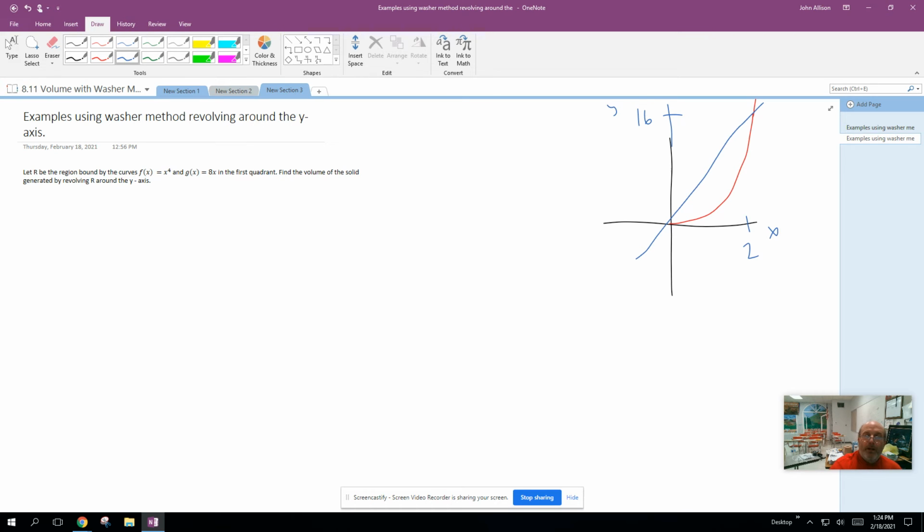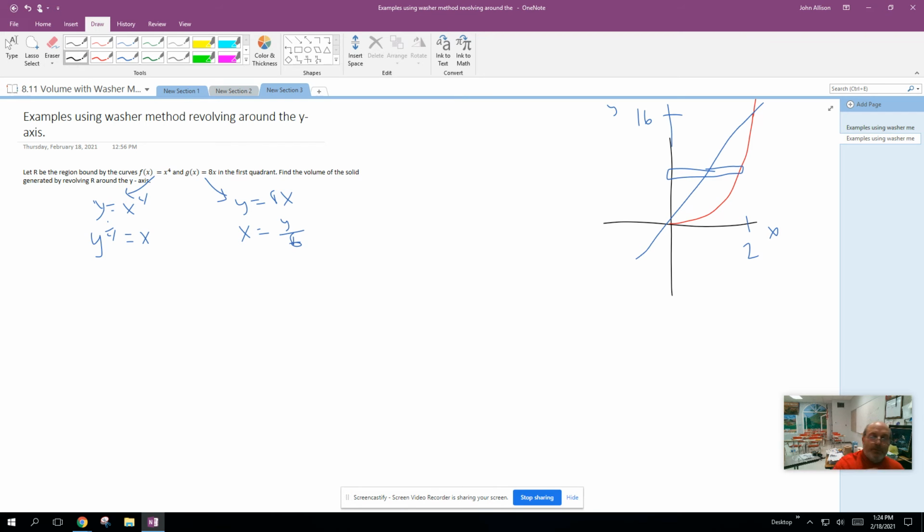Since we're revolving about the y-axis, we're going to be looking at rectangles perpendicular to the y-axis. So I'm going to solve these for x. I'm going to get y equals x to the fourth, so that y to the 1/4, or the fourth root of y, equals x. And here y equals 8x, so x equals y divided by 8.